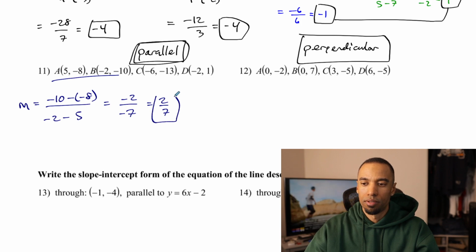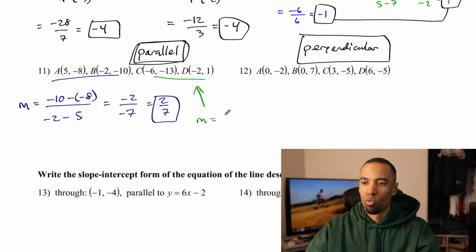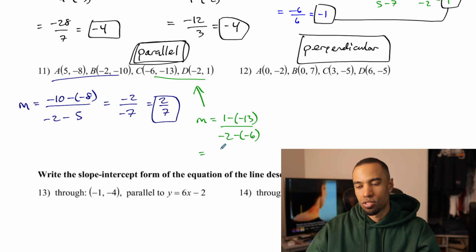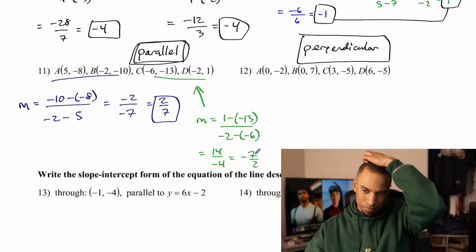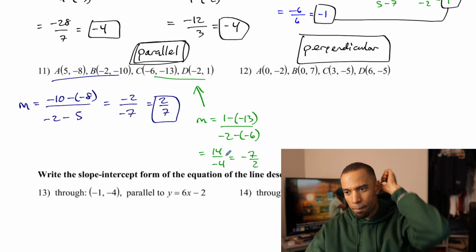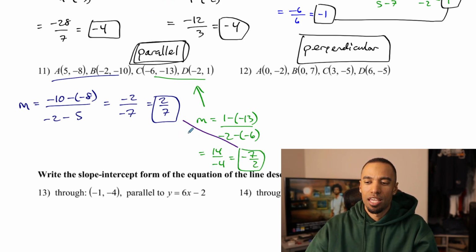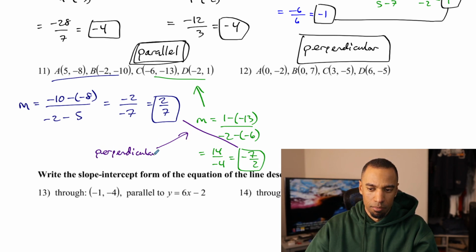So there's a slope. The next slope here, this guy, is 1 minus negative 13 over negative 2 minus negative 6, which is positive 14 over negative 4, which is negative 7 halves. Oh, there's an opposite reciprocal slope. Okay. So it reduced. So you see that reduction right there? 2/7 and negative 7 halves. That is a perpendicular slope right there. I was ready to say neither for that for a moment.